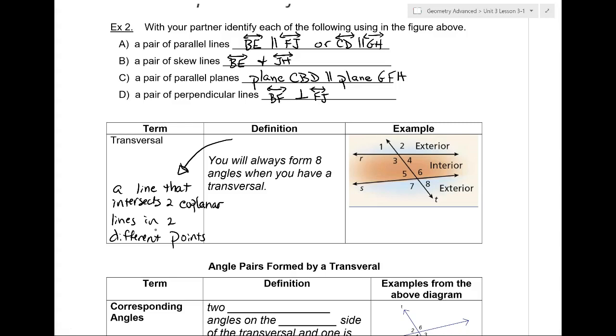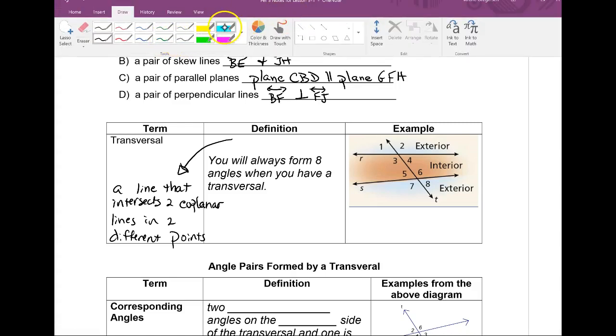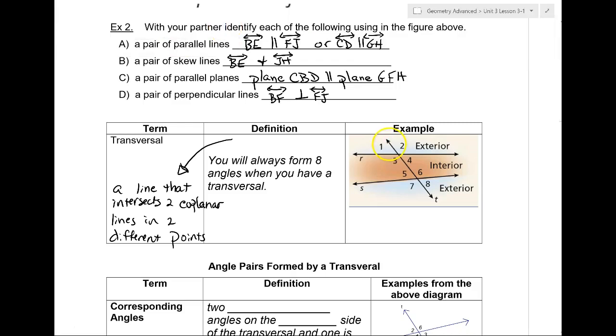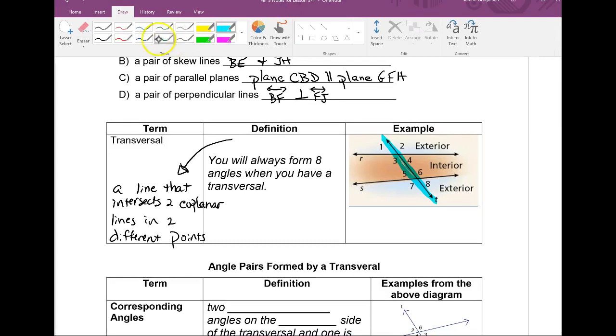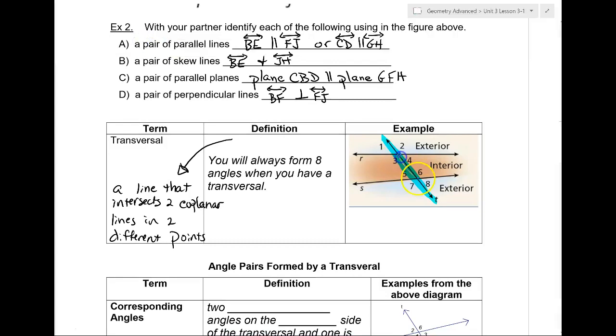And a transversal, I'm going to highlight the color here real quick for you, is in this diagram going to be line T right here. Notice I have my 2 lines, R and S, that are in that plane. And then it says 2 different points. You have to understand the transversal is going to go between the 2 of them. Here would be a point. Here would be the other point. Are you guys with me on that?